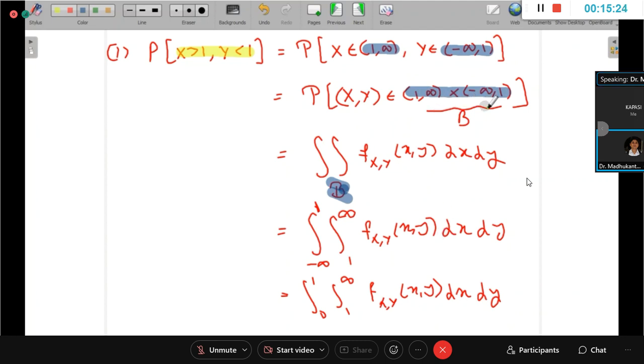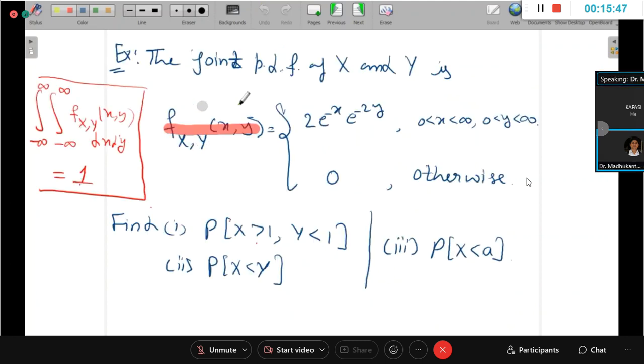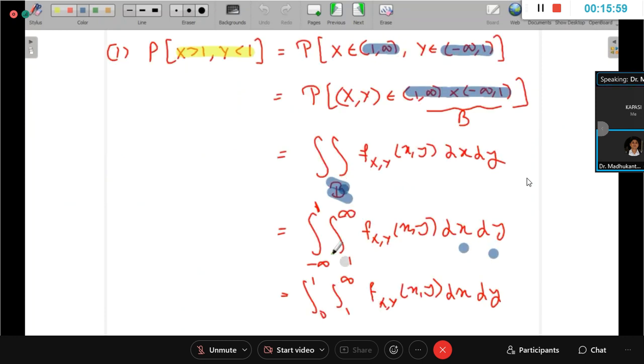So both are constant limits, right? So it is your choice whether you first integrate with respect to x and then with respect to y, or with respect to y first and then with respect to x. Here it is first with respect to x and then with respect to y. The x limit is from 1 to infinity and the y limit is from minus infinity to 1. Now go back and check the definition. It is 0 whenever x or y lies to the left of 0. Either one of them being to the left of 0, it is going to be 0.